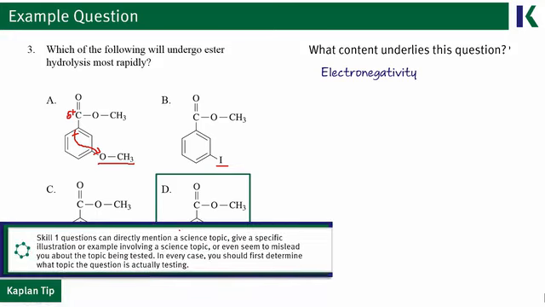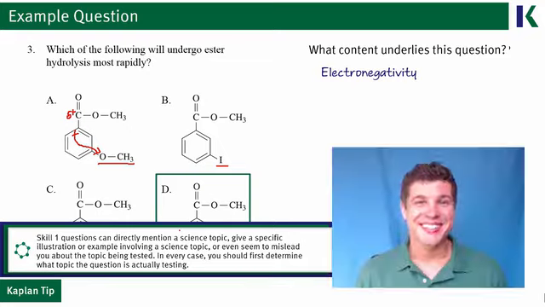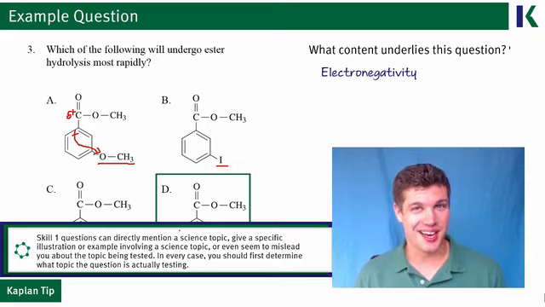Skill 1 questions could directly mention a science topic. They could give a specific example where you've got to identify the topic, or they could even try to hide the true topic being tested. In any case, the key to a Skill 1 question is to find the science topic that this question is asking about. So, you've seen that content is very important for Skill 1 questions.